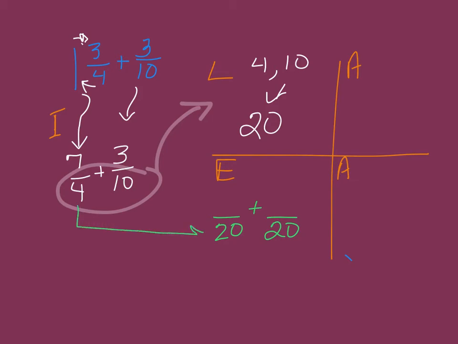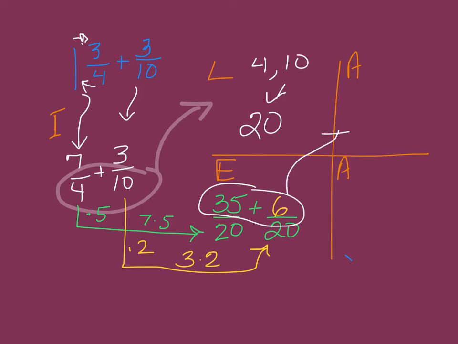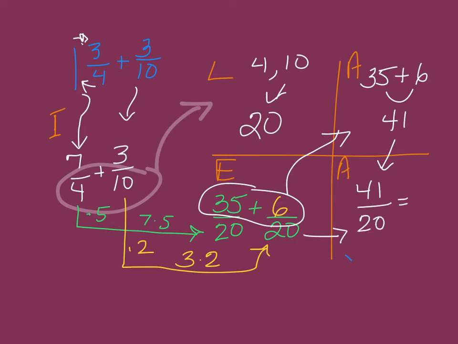How do I get from 4 to 20? I know that's times 5, so therefore 7 times 5 is 35. How do I get from 10 to 20? I know in this case that's times 2, so 3 times 2 is 6. I grab both the numerators, I bring them up here. 35 plus 6 is 41. I bring my 41 down here. Keep the denominator I had, which is 20, and now I need to reduce.